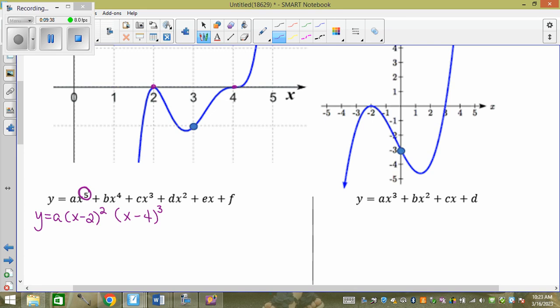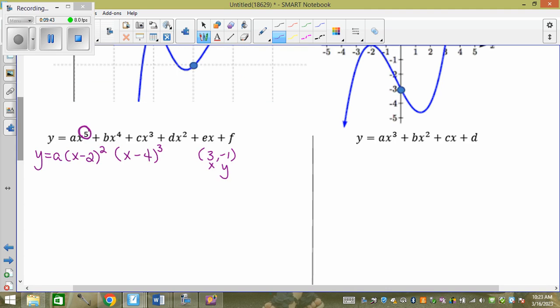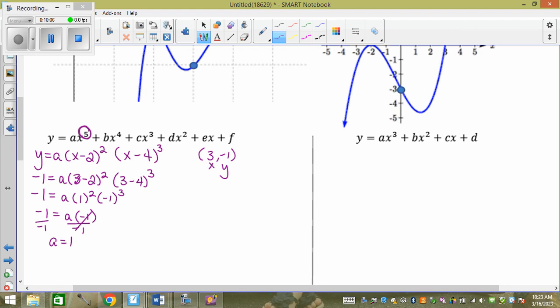Now, I bolded 3 and -1 as a coordinate. So we get -1 equals a(3 minus 2) squared (3 minus 4) cubed. -1 equals a(1 squared)(-1 cubed). -1 equals a times -1 technically. What's my a? It's just 1. And I go y equals 1(x minus 2) squared (x minus 4) cubed.